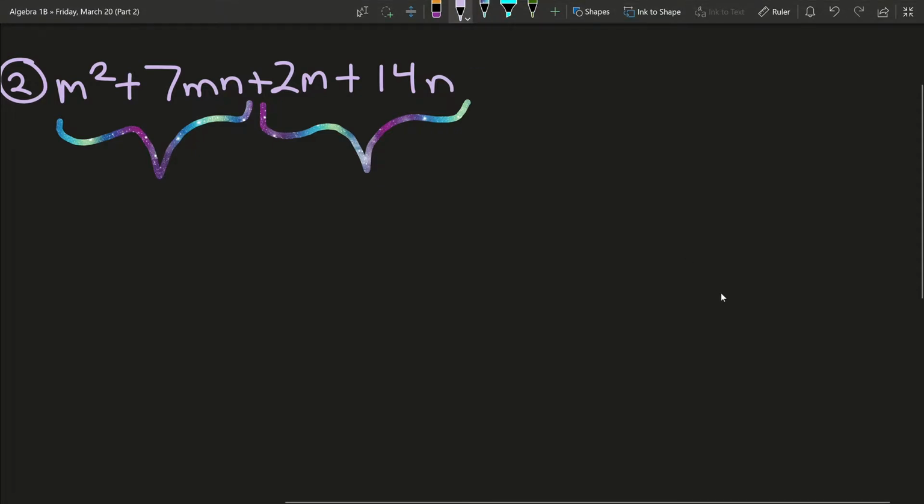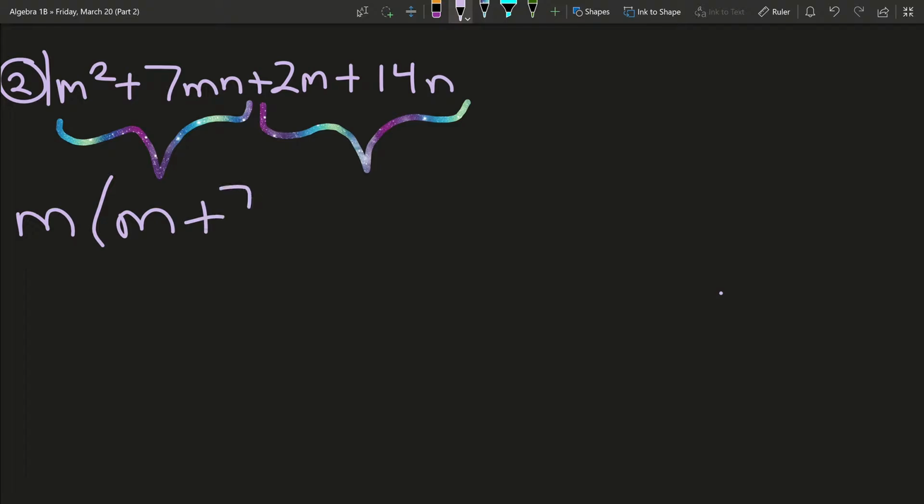So from the first piece, what is the greatest common factor that we can remove? Since there's no n in the first one and the coefficient here is 1, all we can take out is m. When we take that out, we have to divide m squared by m, which gives us m. 7mn divided by m is 7n. And now the second piece, 2m plus 14n.